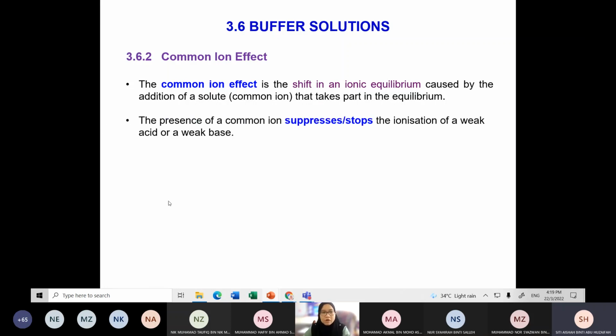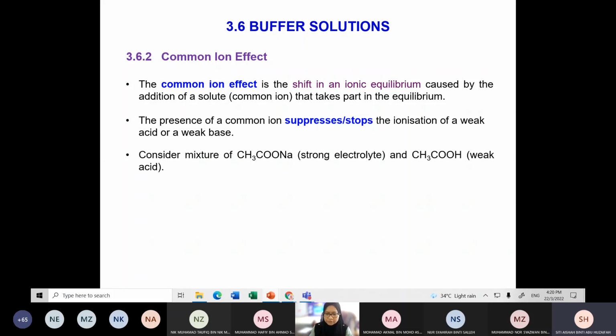The presence of a common ion suppresses or stops the ionization of a weak acid or a weak base. So the presence of a common ion suppresses or stops the dissociation of a weak acid or weak base. Right, so let's look at an example.